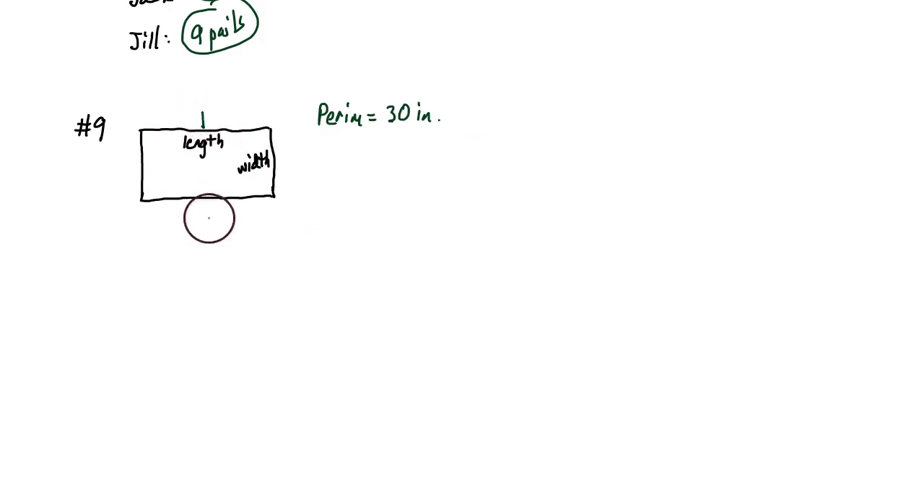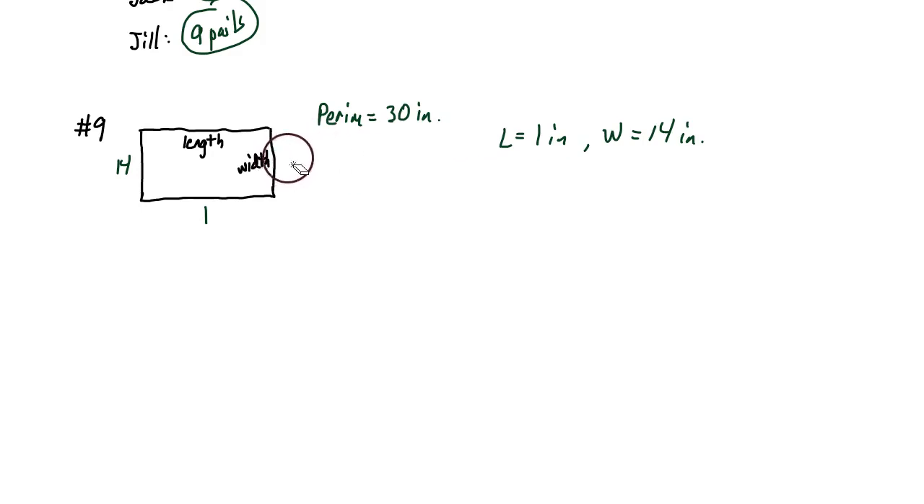If the length was 1, then what must the width be so that it adds up to 30? This has to be 14, and this has to be 14, because 14 plus 1 plus 14 plus 1 makes 30 inches. So one possible answer is that the length is 1 inch and the width is 14 inches.